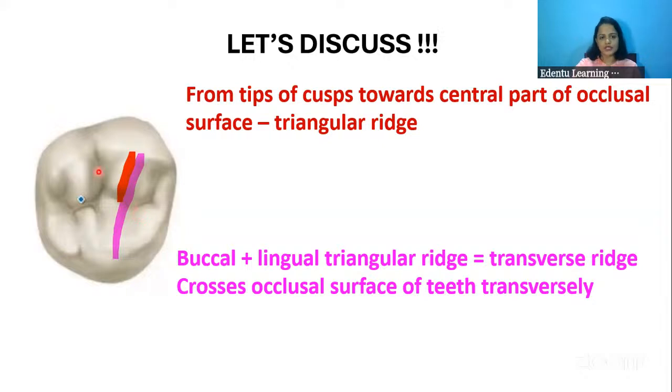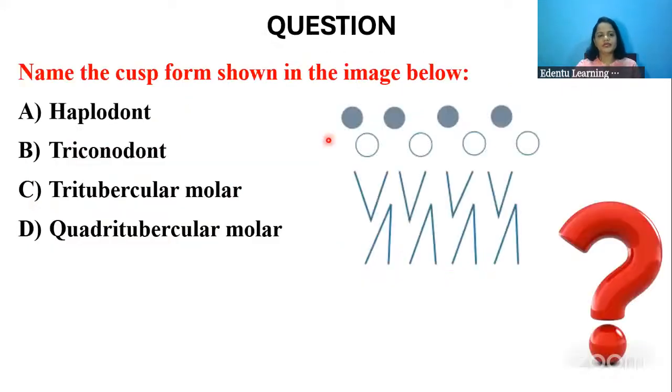So according to the question, this was the shaded area here. It is called the triangular ridge. If the shaded portion is extending into this surface also, then we can rightly call it the transverse ridge. Know the difference between the transverse ridge and the oblique ridge. The transverse ridge is like a straight line connecting two cusps, whereas the oblique ridge is between opposite cusps.